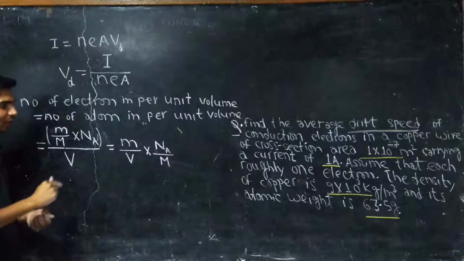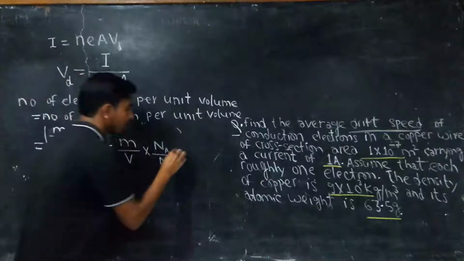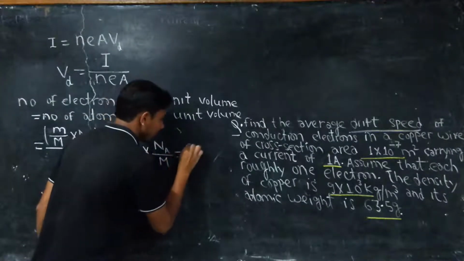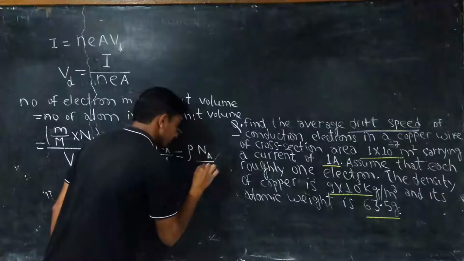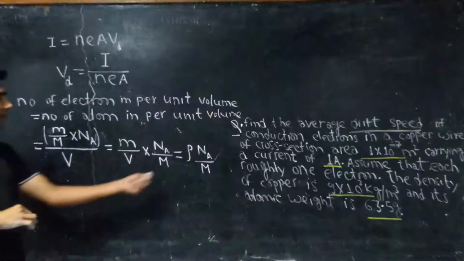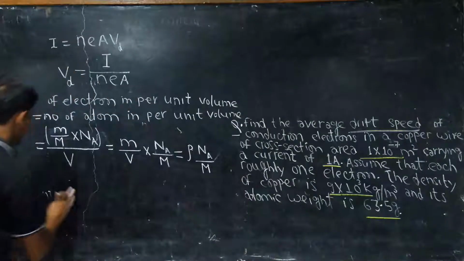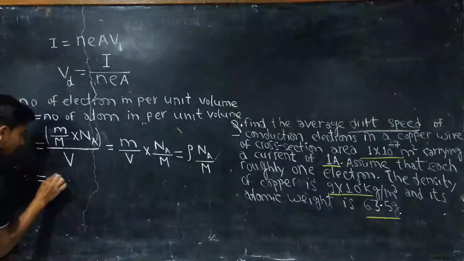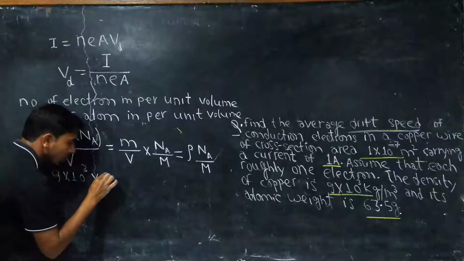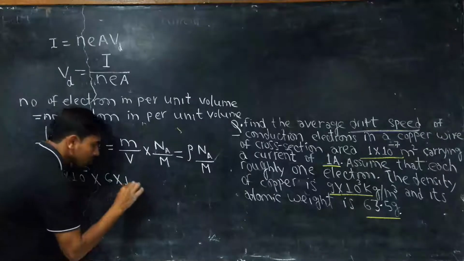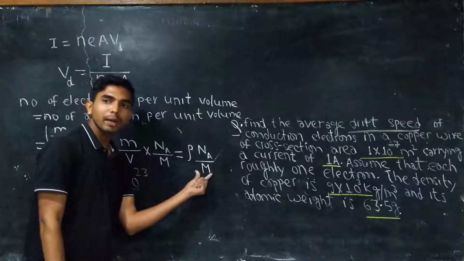Yes? Okay. So see, further we can write here M by V is density, that is rho, right? So now what formula is given? n equals rho times Na divided by M. And density is given in the question, so we can substitute the value here: 9 into 10 to the power 3. And Avogadro number is 6 into 10 to the power 23, I am taking, divided by atomic weight, right?